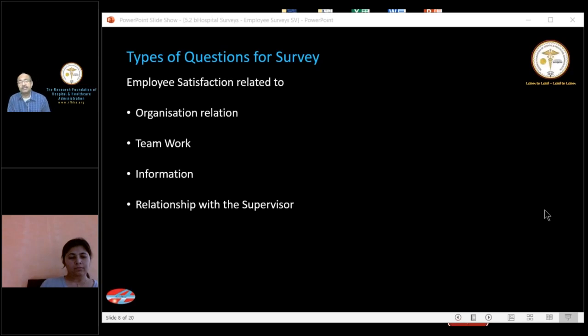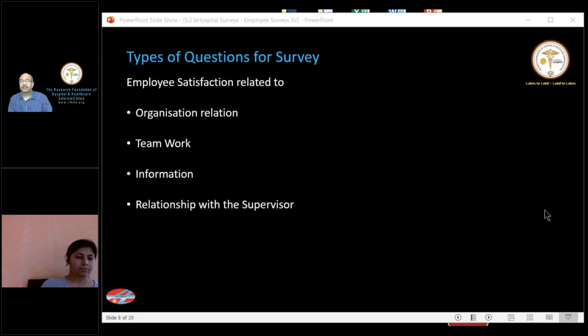You could have questions relating to teamwork. This talks about the employee's immediate work environment, his own team in the setting in which he is performing, and this also in some way is related to the organizational relations. Then we could have questions regarding the information or the awareness level of the employee. So we are talking about whether the employee is aware of his own charter of duties, or the benefits that he derives from the hospital, or the grievance procedures. When you're trying to gauge what the employee's awareness level is, those questions fall in this category.